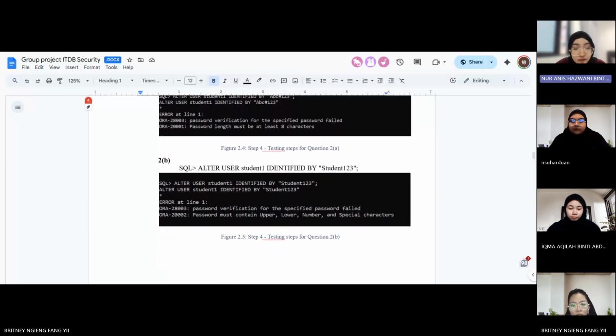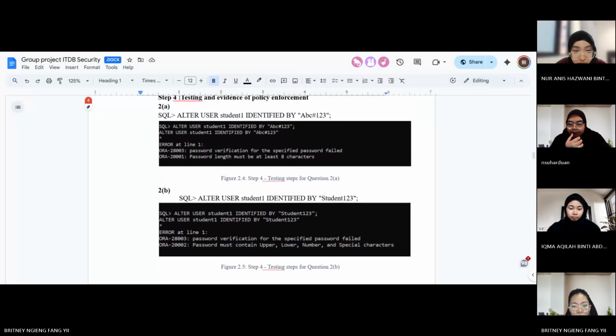And then it will, SQL alter user student1 identified by student123, and then it will give an error at line 1, and then it will show an Oracle error: password must contain upper, lower, number, and special character.